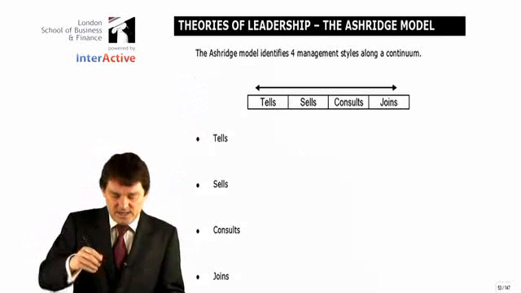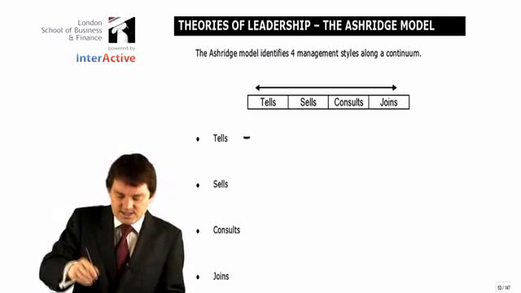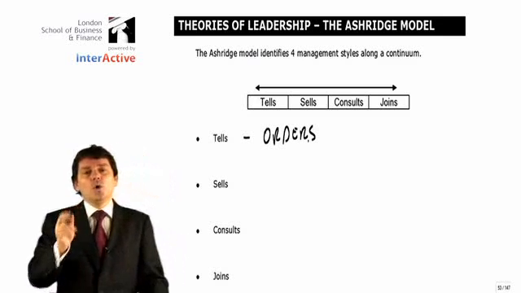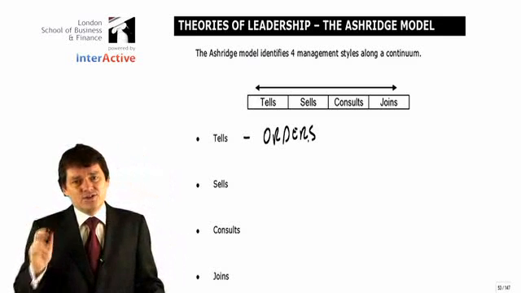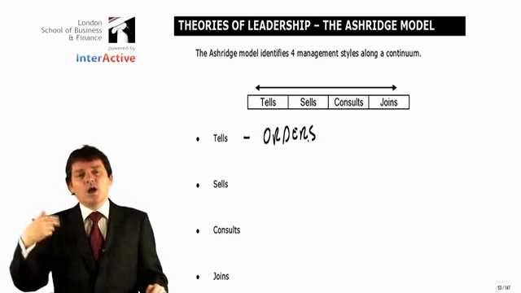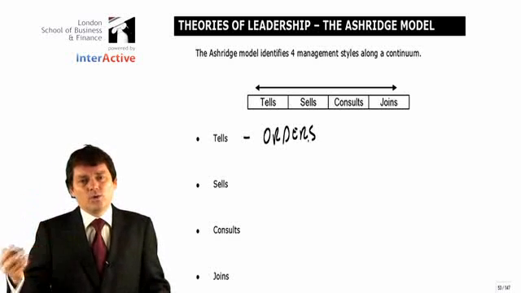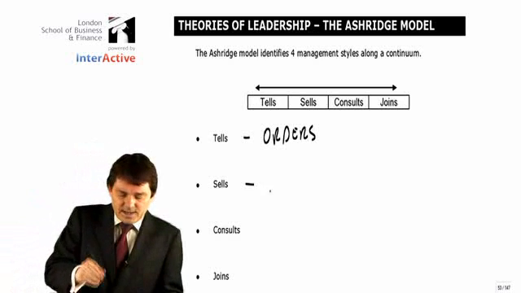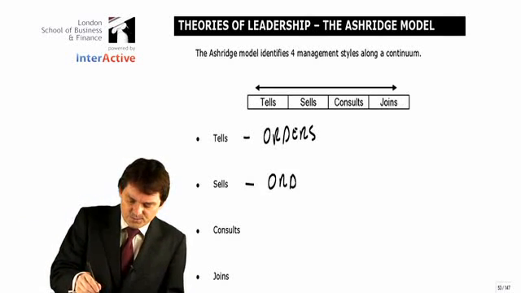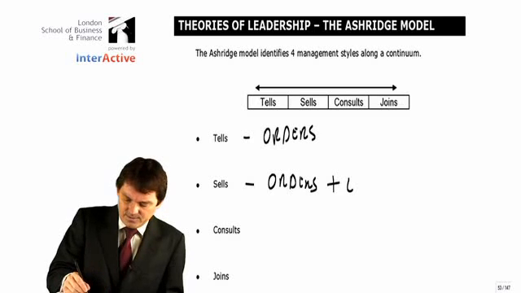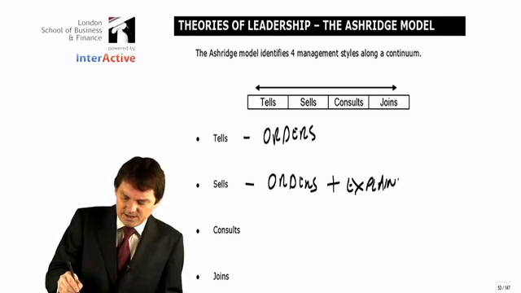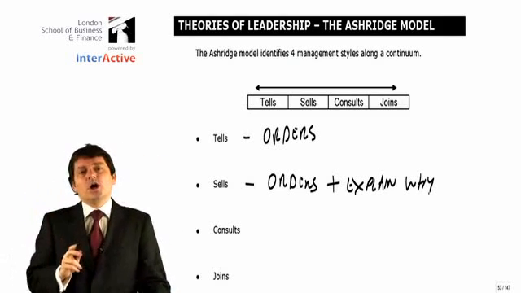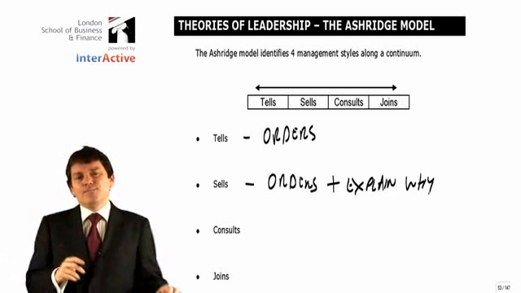First of all, tells. The telling stage is simply giving people orders. You will do this, get on and do it. I am the boss, I am telling you what to do, now go on and do it. That's the end of it. Sells is where we give people orders, but then we explain them. Particularly, we explain why. Here is your task, this is why it's important.